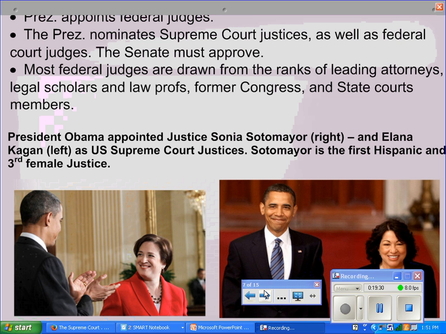The big point of this next slide is the president appoints a judge, Congress approves the judge. President appoints federal judges, but they're not Supreme Court judges until Congress approves them. So next to this slide, please put President appoints, Congress approves. Here are President Obama's two choices for the Supreme Court. This is a huge, huge power the president has, because these two justices will be on the court until they want to retire. So here's Justice Sotomayor, who's the first Hispanic and third female justice, and Justice Elena Kagan.